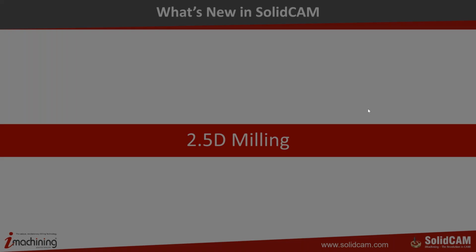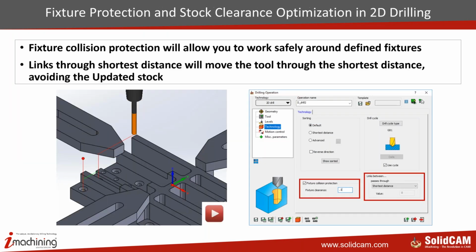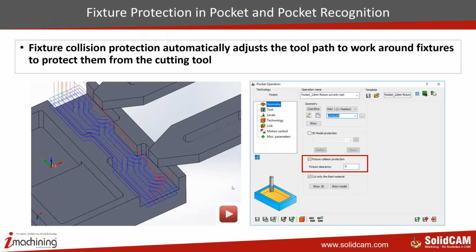Let's go ahead and see what new features are available in 2.5D milling. Now the fixture protection and stock clearance optimization is available for 2D drilling. You can define the fixtures. The links through the shortest distance will move the tool through the shortest distance, avoiding the updated stock, and it will also take care of fixture collision protection. You can also define the clearance value, how much clearance you want to give for the fixtures you have defined. The same function is also available for pocket and pocket recognition.